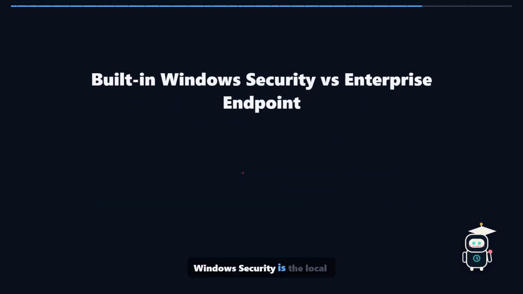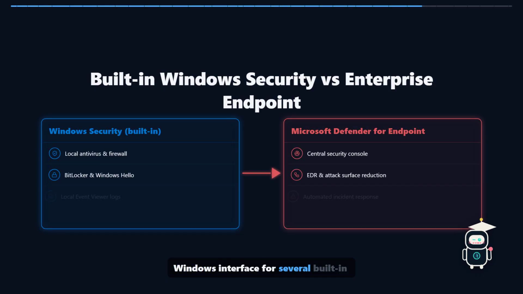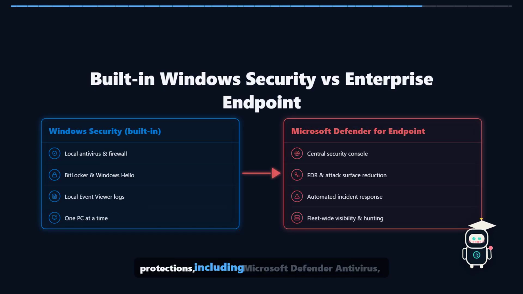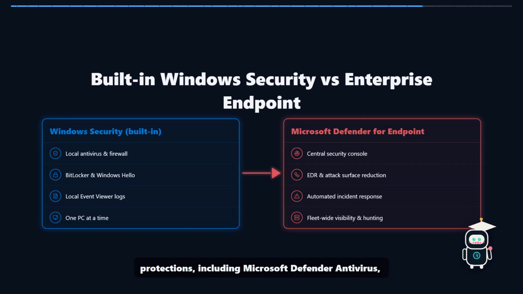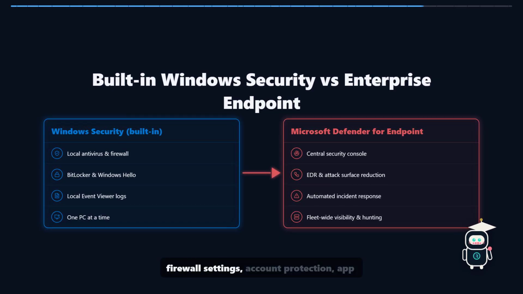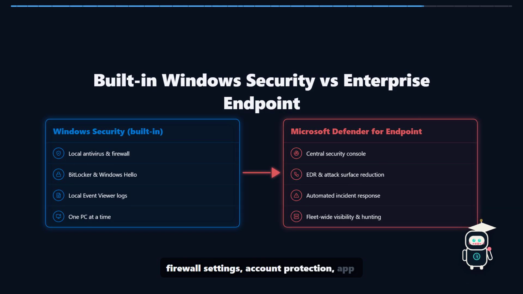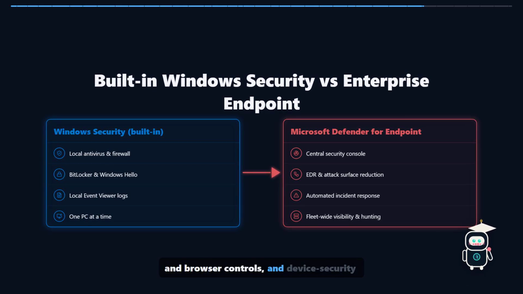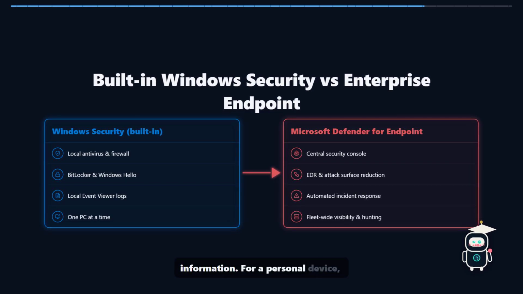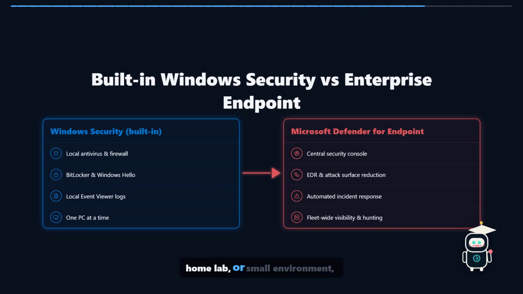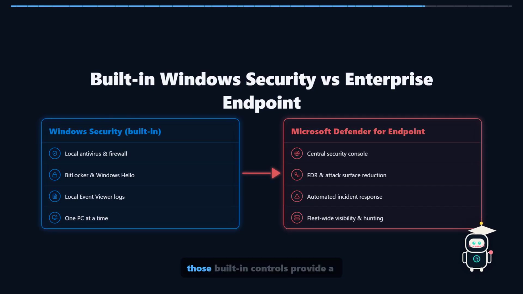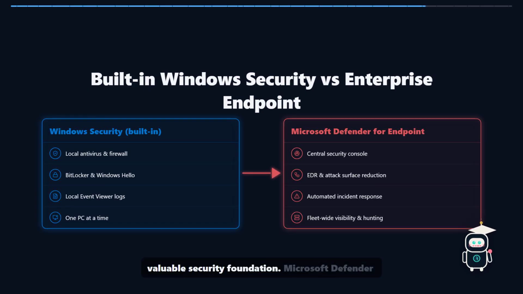Windows Security is the local Windows interface for several built-in protections, including Microsoft Defender Antivirus, firewall settings, account protection, app and browser controls, and device security information. For a personal device, home lab, or small environment, those built-in controls provide a valuable security foundation.